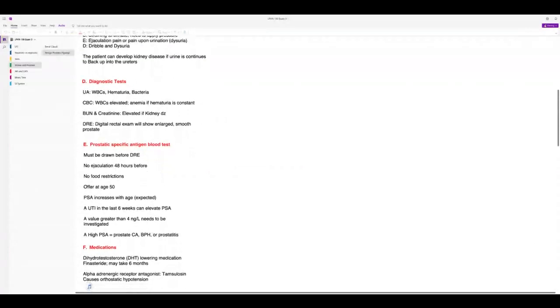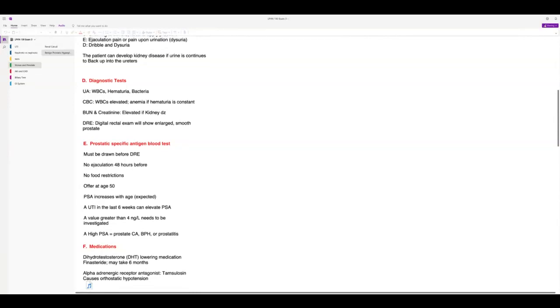Now, to diagnose it, they're going to do a digital rectal exam, but that has to be done after they draw the prostate specific antigen blood test. That's the blood test they're going to draw to see if they have BPH or prostate cancer. Okay, so people that are going to have this can't ejaculate for 48 hours. They don't have any food restrictions, and they should start getting it at age 50.